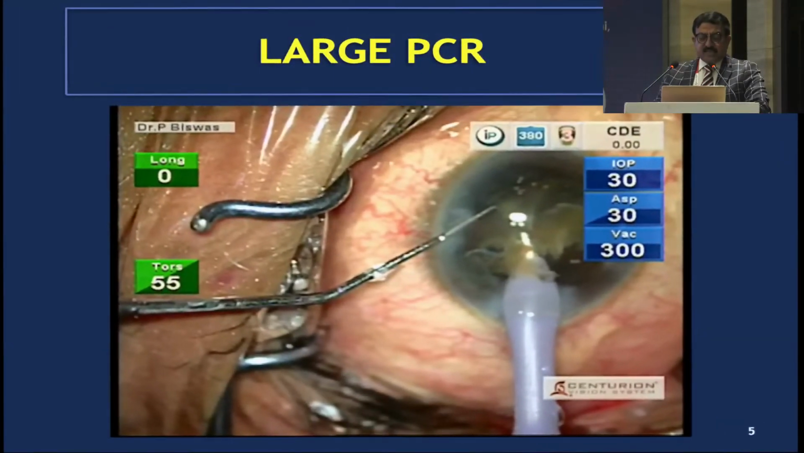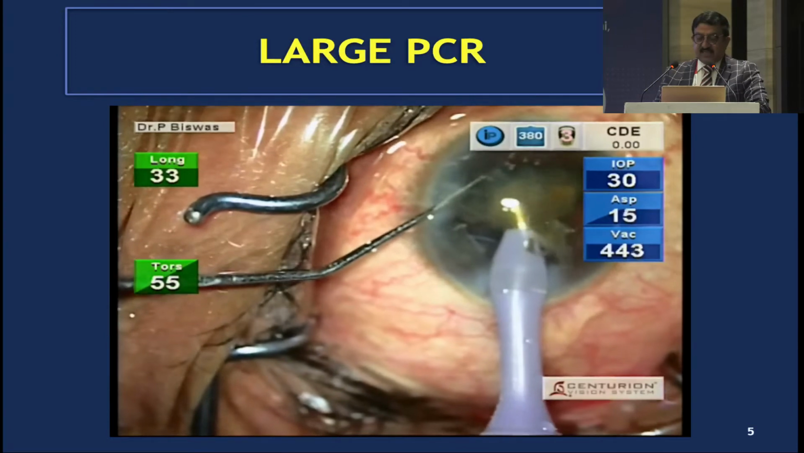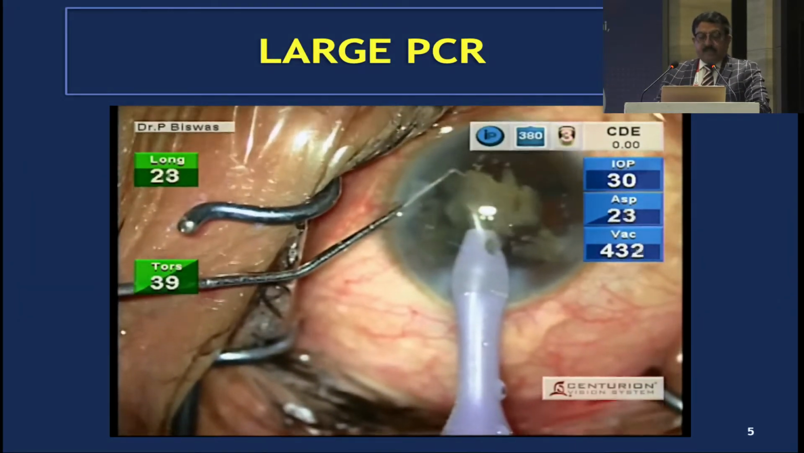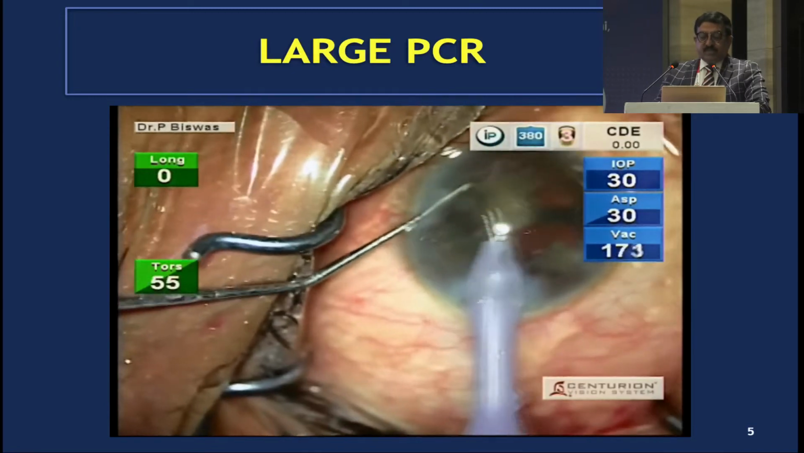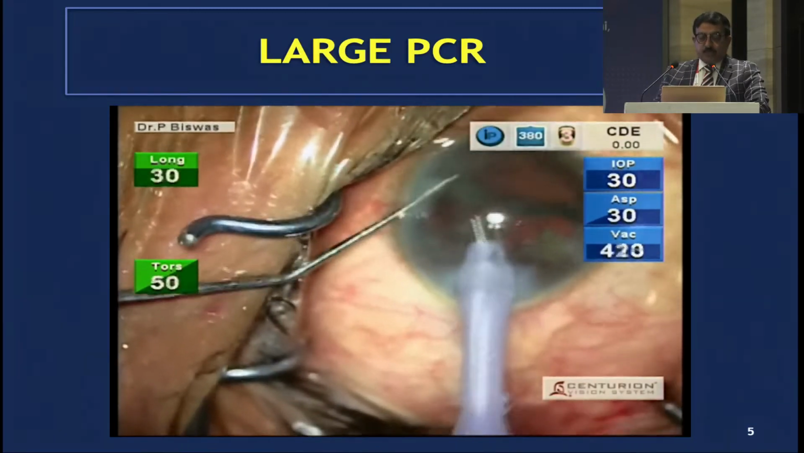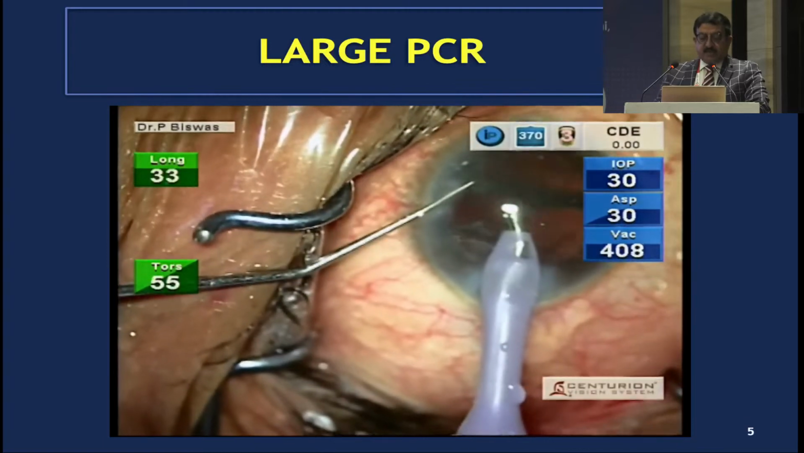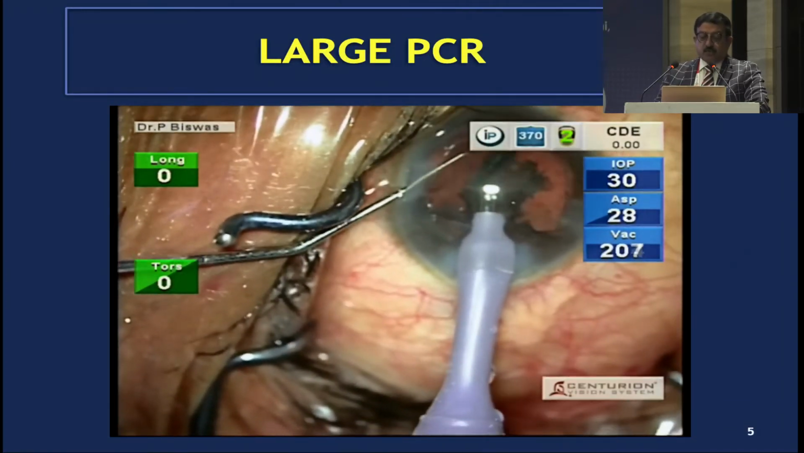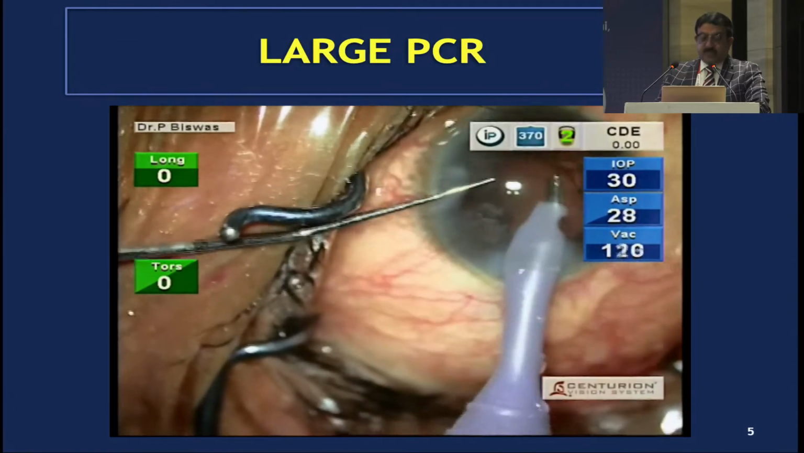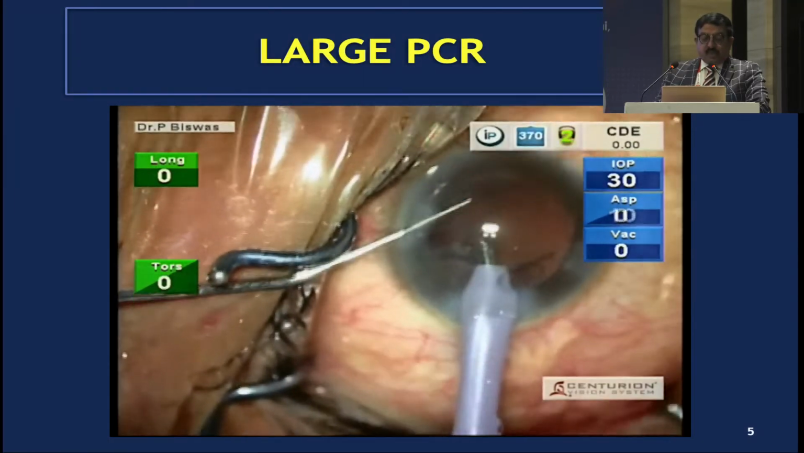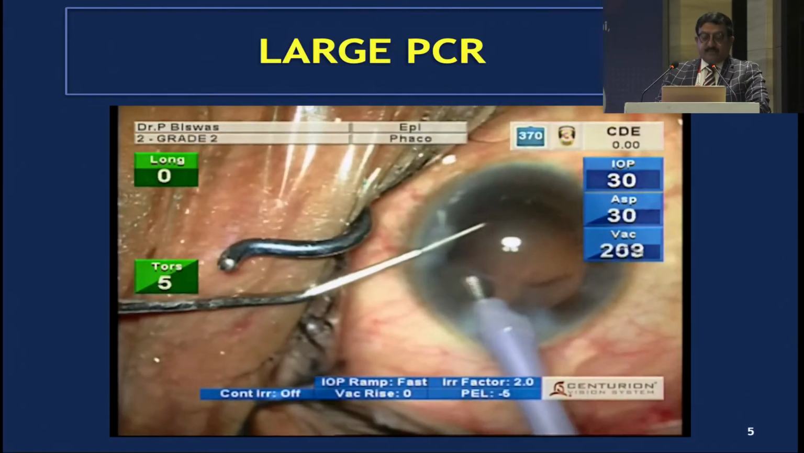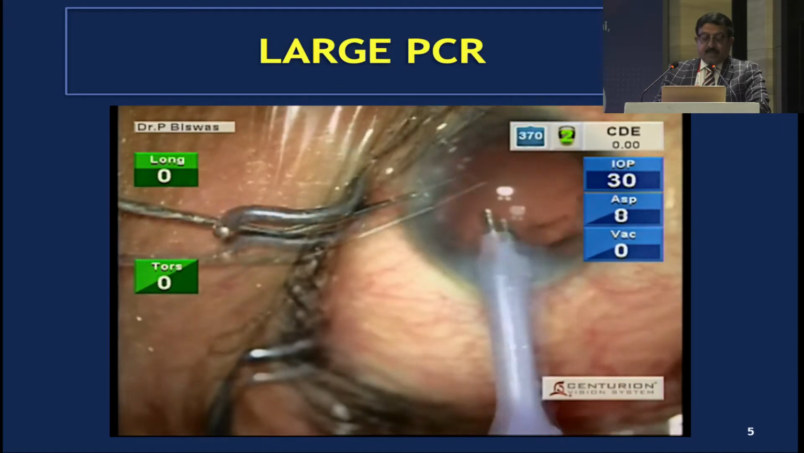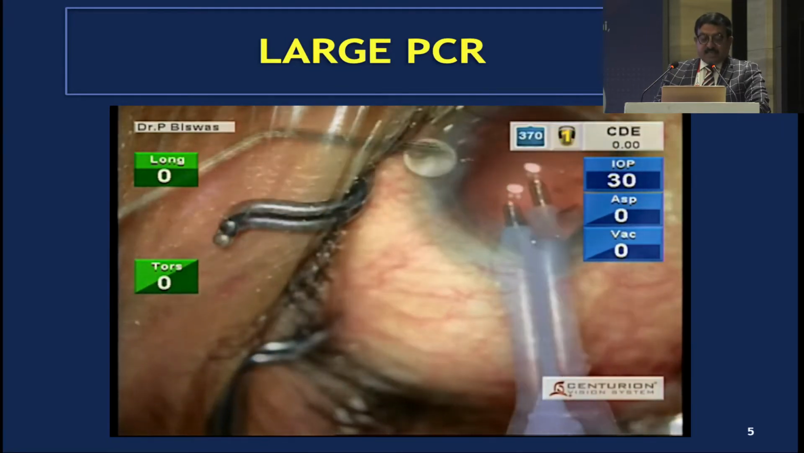Now again, this is a large PCR, and with this large PCR, if the nucleus can be removed, it's important to remove as much as possible. And again, suffice it to say that the cortical matter also can be removed extremely well. It is important again to see that the methyl cellulose is being placed every time this goes on, and the bag is nice and stable.